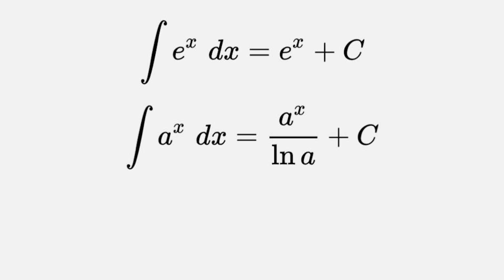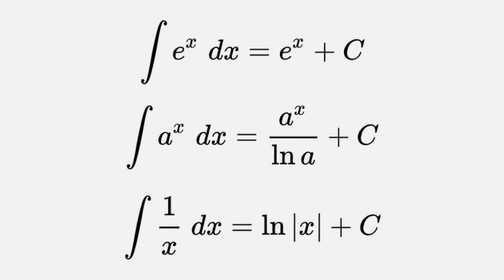But what if the base is not e, but some arbitrary constant a? If you recall, the derivative of a to the x was a to the x multiplied by natural log of a. And now that we're going the opposite direction, we're taking the antiderivative. Instead of multiplying by natural log of a, we're going to be dividing by natural log of a. So the indefinite integral of a to the x dx is a to the x divided by natural log of a plus c.